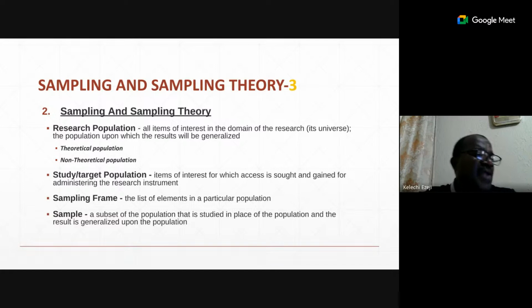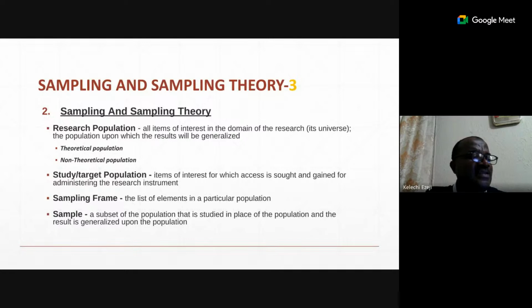It's not the same thing as demographic population. Demographic population usually has to do with people, but research population does not necessarily mean people. Demographic population is the population of the people within a geographical area. But when we study, say, housing conditions in a residential estate, the population or the universe of the study, as you call it in research, will include the residential houses within the estate, not necessarily the number of people who live in it.